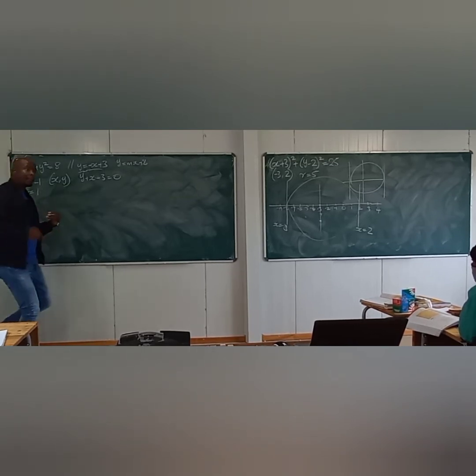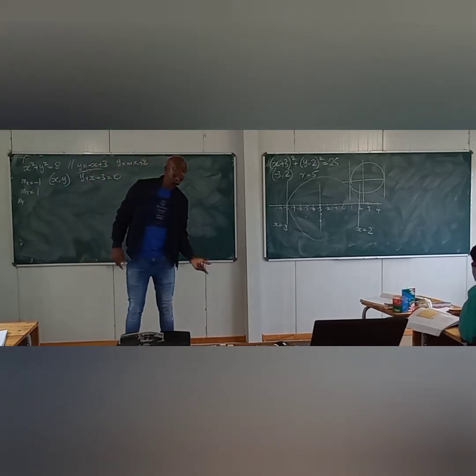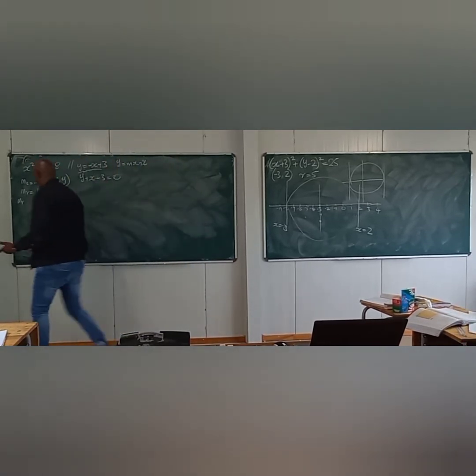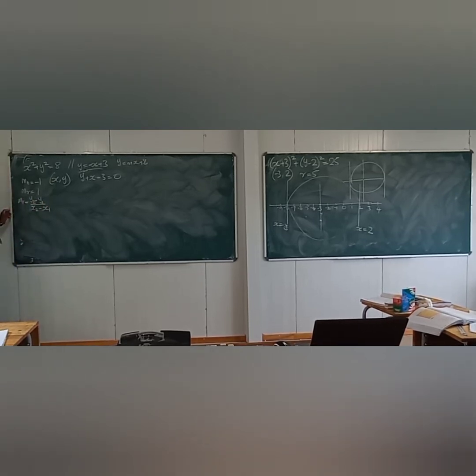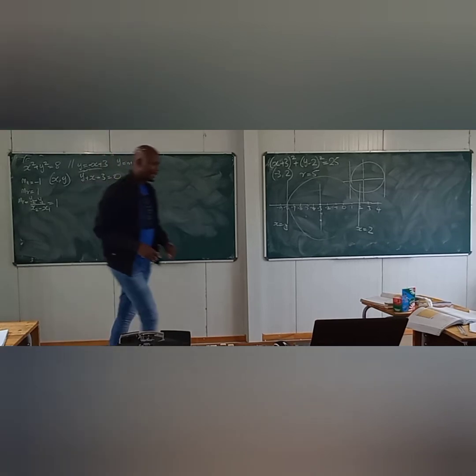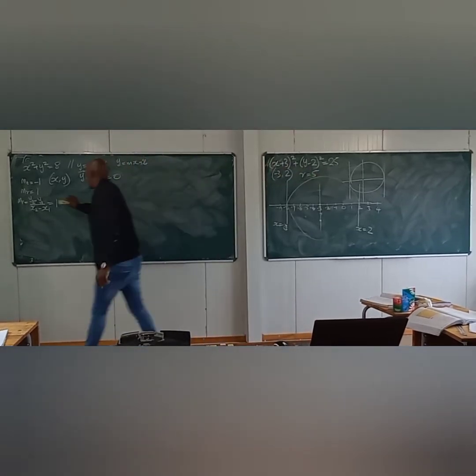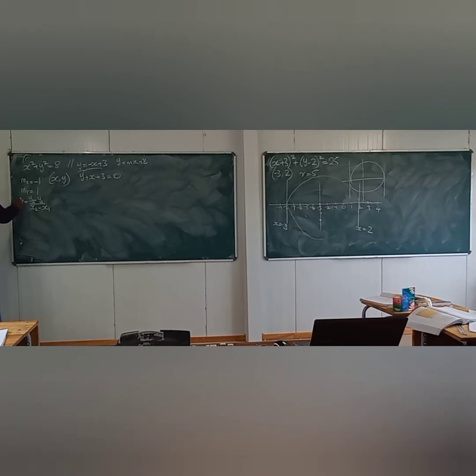The point is on the circle, and we take the center and the point of contact, with the radius between them. Then the gradient is y2 minus y1 over x2 minus x1, which equals 1.